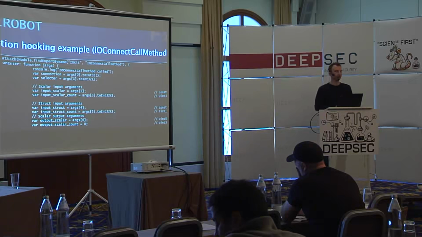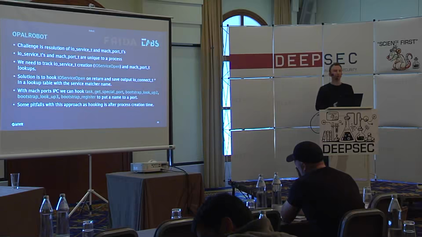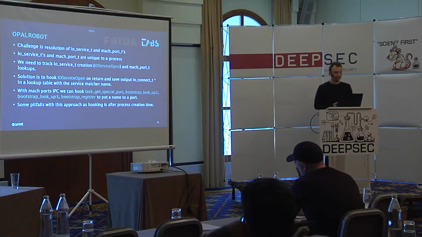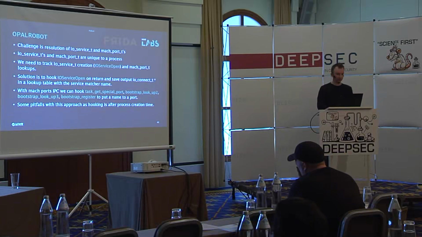This just injects a JavaScript interpreter into your process, and I use it quite a lot for mobile assessments as well. There are some challenges. If you're familiar with macOS, the I/O service keys and Mach ports are kind of opaque handles. If you take one from one process and move it into another, it doesn't mean anything. So the solution was to do more hooking, more capture, and then map these handles back to the processes using a lookup table, so I could determine what had created them.